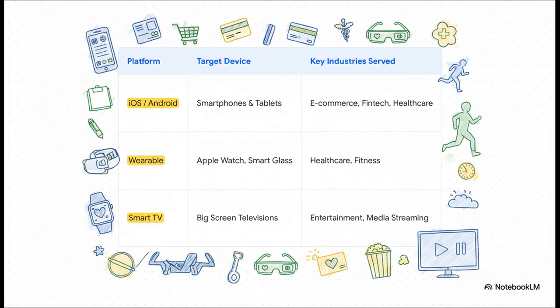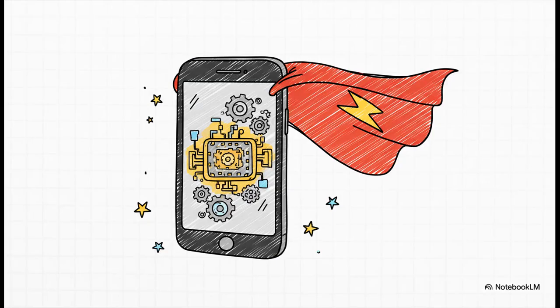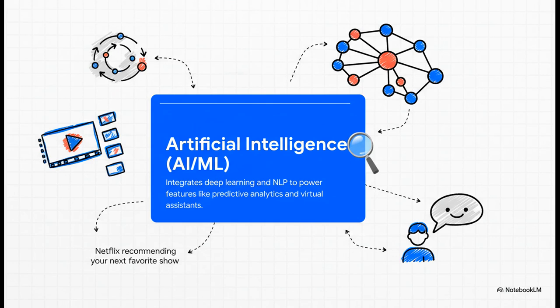And each one of these platforms requires its own set of specialized skills. But here's the thing, a modern app is so much more than just lines of code. It's really a powerhouse of advanced technology working behind the scenes. This is what gives today's apps their superpowers. First up, you've got artificial intelligence. You can think of this as the app's brain.